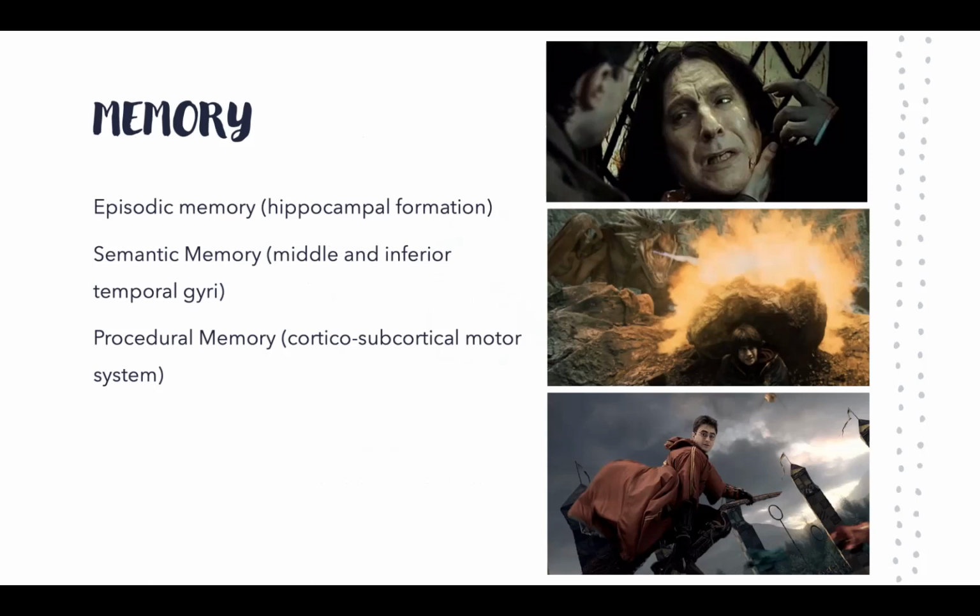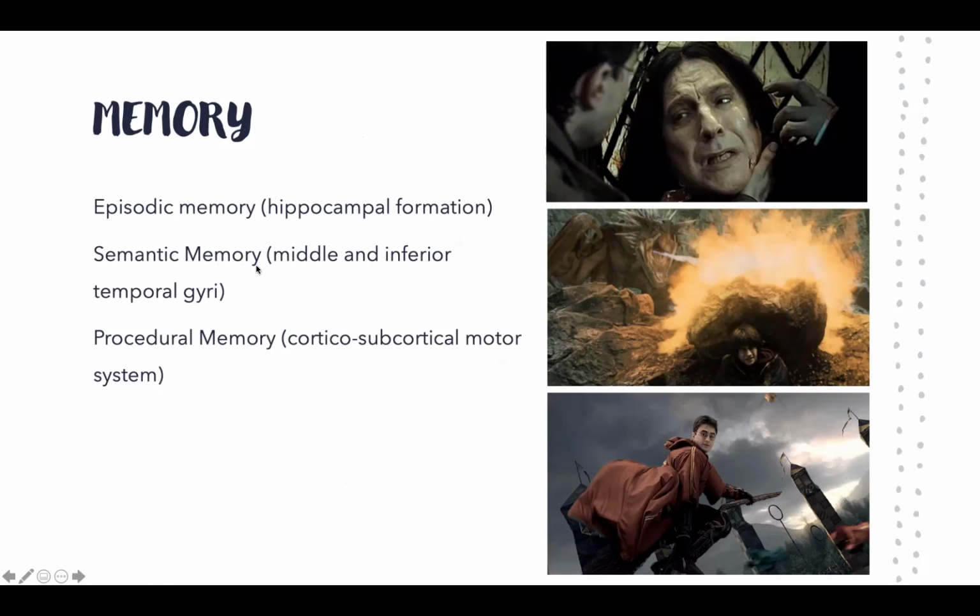So for example, in Harry Potter and the Deathly Hallows, when Snape is injured by the snake Nagini, he looks into Harry Potter's eyes and remembers back to how his mother's eyes were. And he tells him, you have your mother's eyes. And this is an example of episodic memory relating back to a past memory.